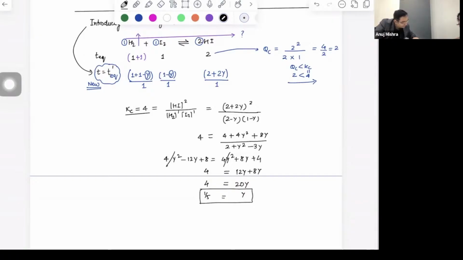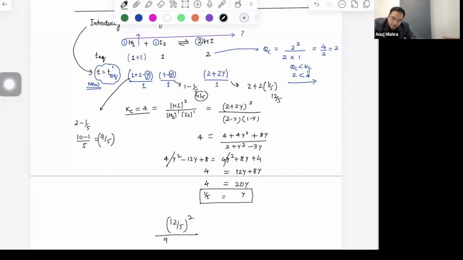So if you put the value 1/5, what value will you get? Now look, check the value again in the new equilibrium. This becomes 2 minus 1/5, that is 10 minus 1/5, that is 9/5. You also get to check the answer. If the answer is wrong, KC will not match. 1 minus 1/5 is 4/5, and 2 plus 2 times 1/5 is 10 plus 2, 12/5. So check 12/5 whole square divided by 9/5 into 4/5.